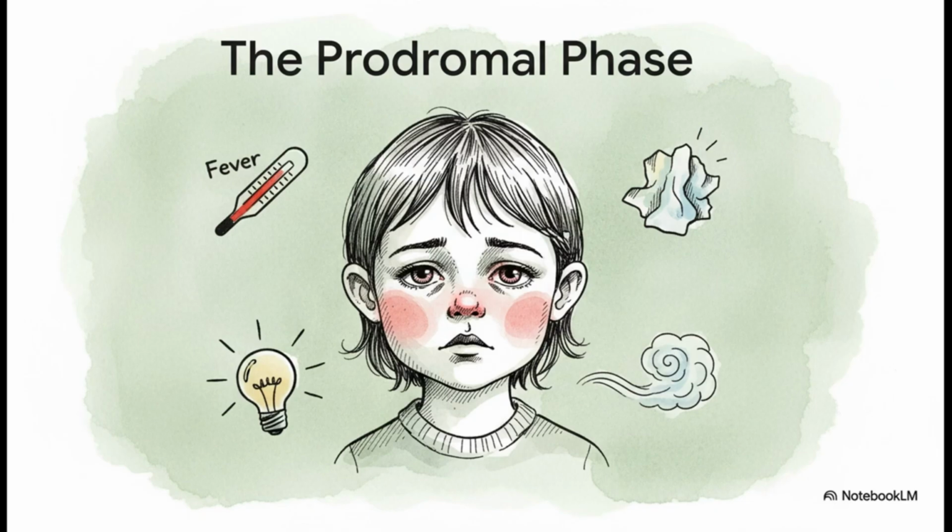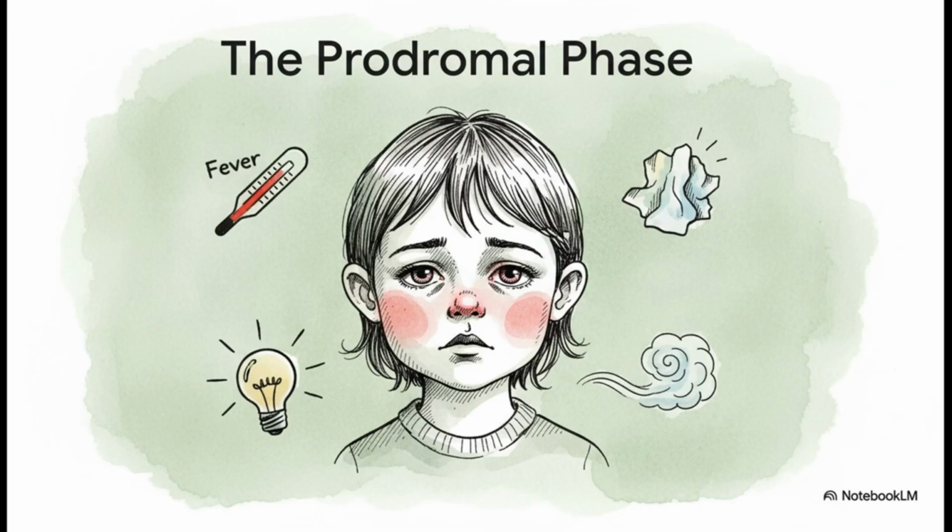Well, it all starts when someone gets exposed to the Paramyxovirus, usually through respiratory droplets. After a week or 3, that's the incubation period, the virus sets up shop in the respiratory tract, spreads to the lymph nodes, and then, boom, it hits the bloodstream. That's called viremia, and it's when the patient starts feeling, well, just awful. This is what we call the prodromal phase.